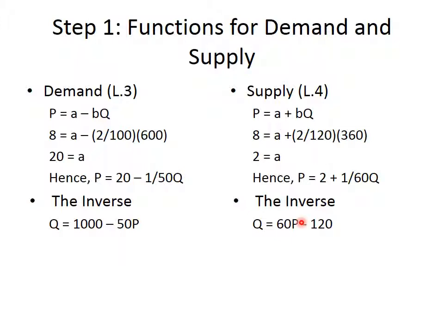Now what we're going to do is what we've learned in this lecture, in lecture 9: equilibrium is where supply equals demand. So we're just going to set these two functions equal to each other. Once again, it doesn't matter which of the two we use. We could either say 20 minus 1/50th Q equals 2 plus 1/60th Q, in which case our unknown is going to be the quantity at equilibrium, or we could say 1,000 minus 50p equals 60p minus 120, which will give us the price at equilibrium. We're then just going to take either of those and substitute for the other to figure out the other one, right?